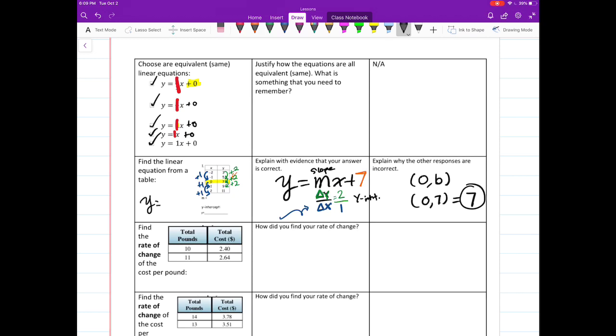Y equals 2x plus 7. Another good answer would be 2 over 1. But do I need that 1 right now? No, you only need it to graph y equals mx plus b on a graph, rise and run. So you can have 2 over 1 or you can just have 2.